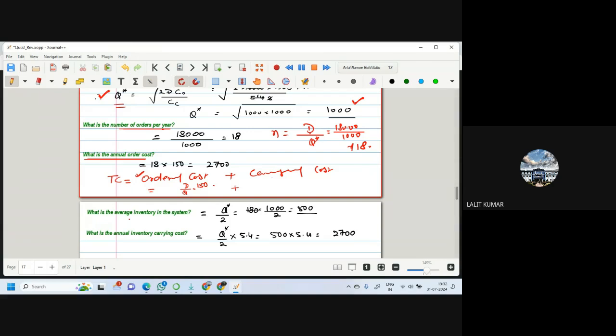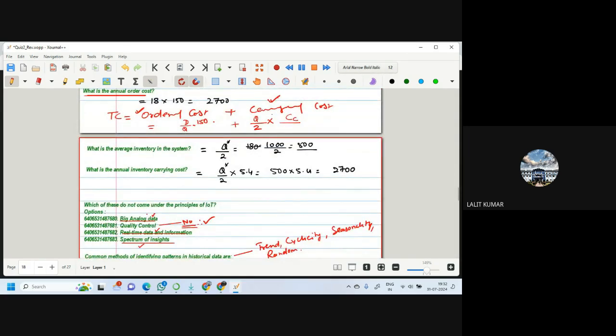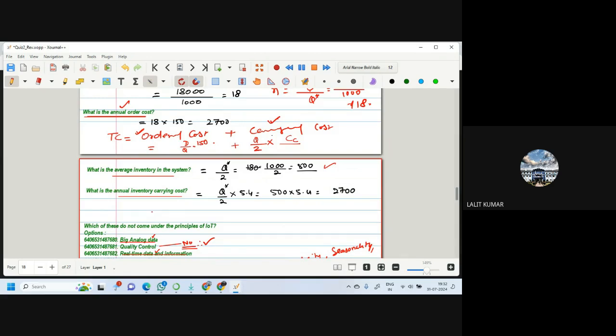Carrying cost is average carrying quantity, Q by 2, remember this, into your CC. So they can ask this also and they can ask this also. Just understand that. What is the average inventory in the system? Average inventory is nothing but Q star by 2. This has come. Annual inventory carrying cost, so this part which I covered will be the second part.